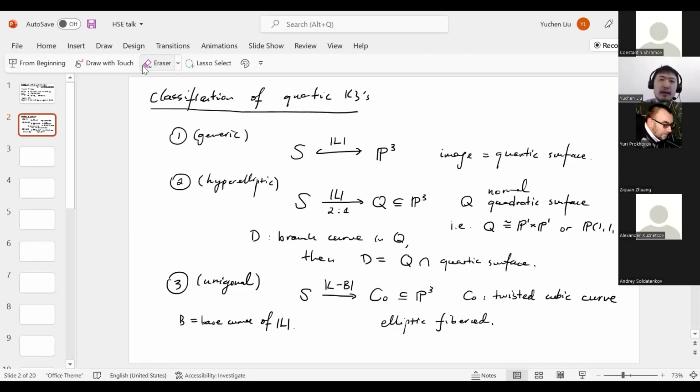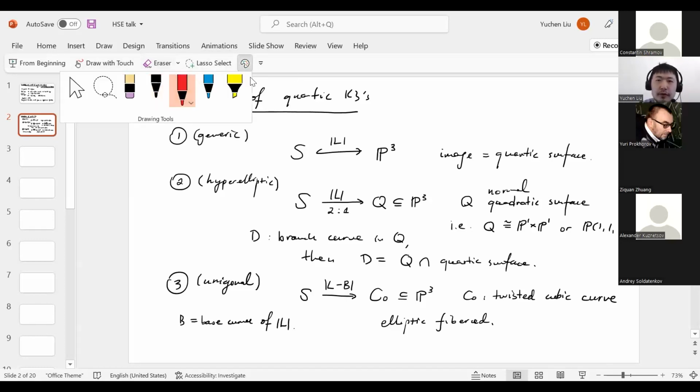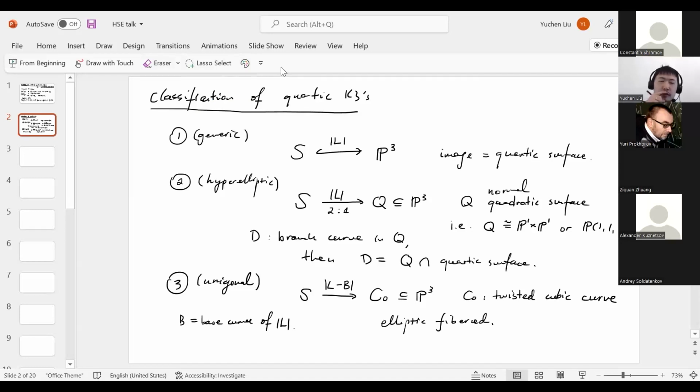Okay, thank you. Let me just make one comment. We want to study the moduli space, so we should know the dimension of this moduli space. It turns out this generic guy will be 19-dimensional, and all the moduli spaces in this talk will be birational, so they are all 19-dimensional.